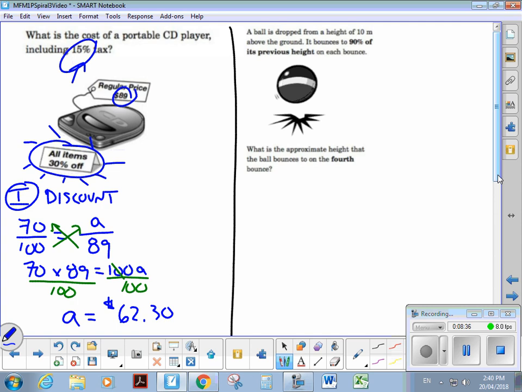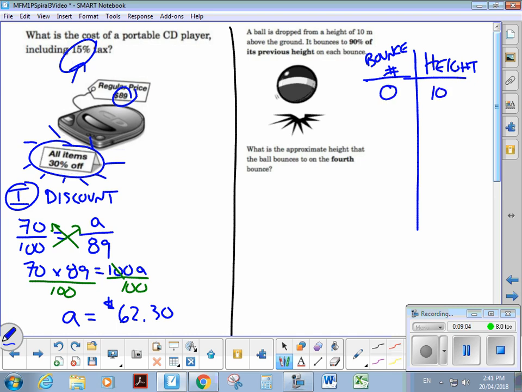So we know that we start at 10 meters. So height. Actually, we'll put a B there for bounce number. So bounce number, and this is our height. All right, so before we even started our bounce, 0 bounces, we started at 10 meters. Now we're going to do one of the calculations, and we'll figure out the pattern pretty quick.